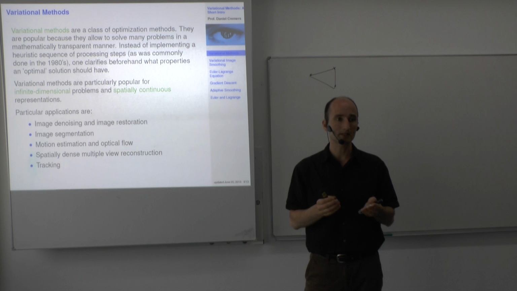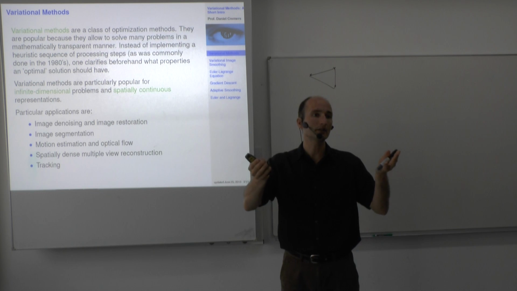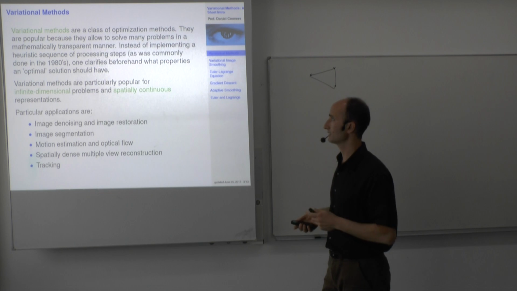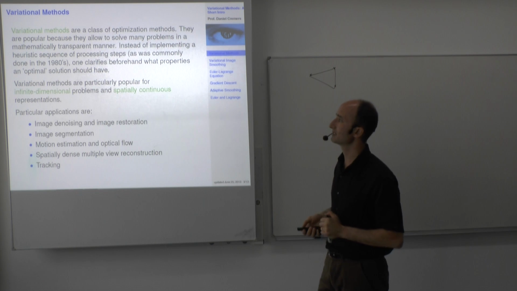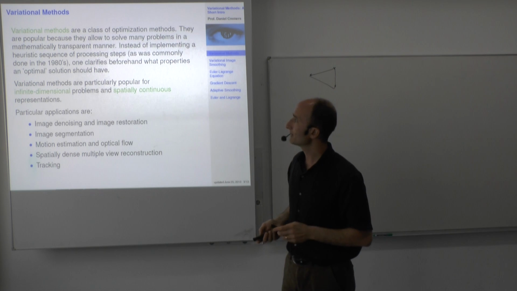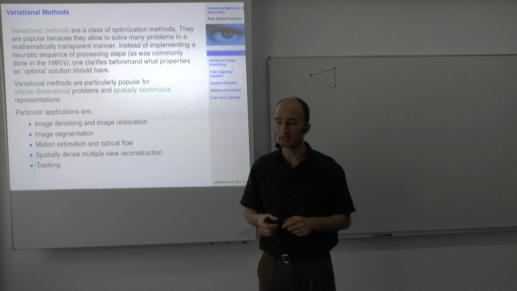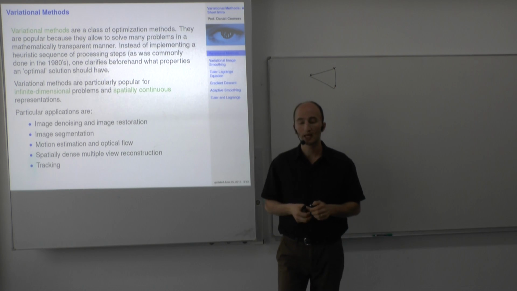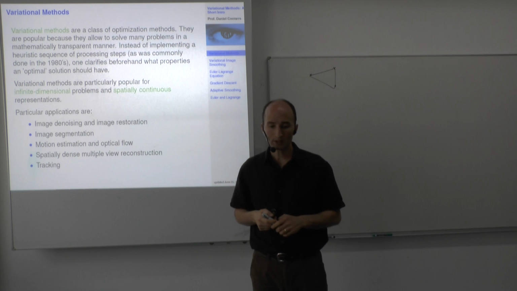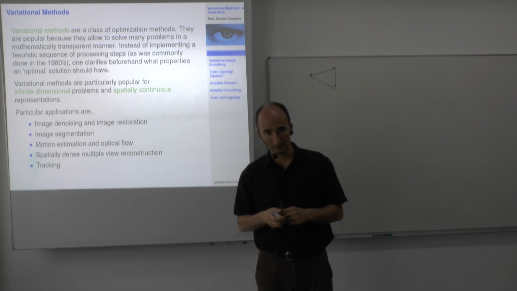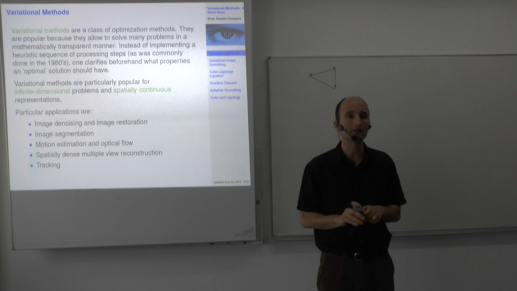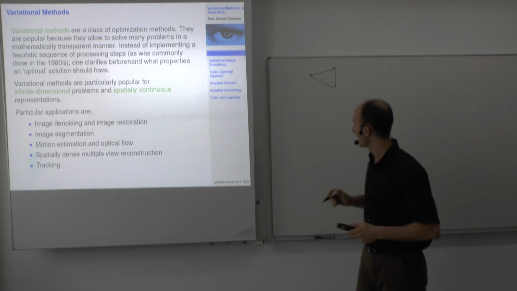You just say this is the optimization criterion, and the solution is the one of minimal cost, let's say. We'll see examples in a second so you get a better understanding. Variational methods are particularly popular for infinite dimensional problems and for spatially continuous problems. What do I mean by infinite dimensional? If we talk about 3D reconstruction, that is a problem essentially of infinite dimensions. How can you see that?